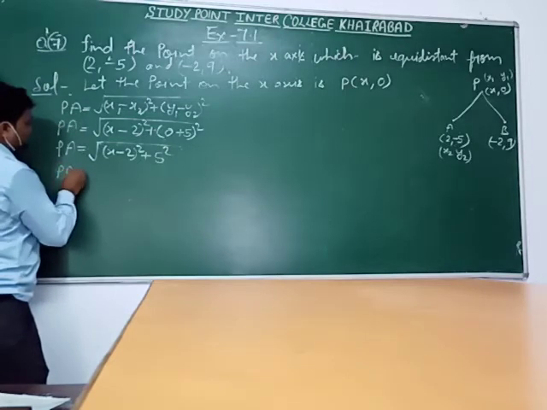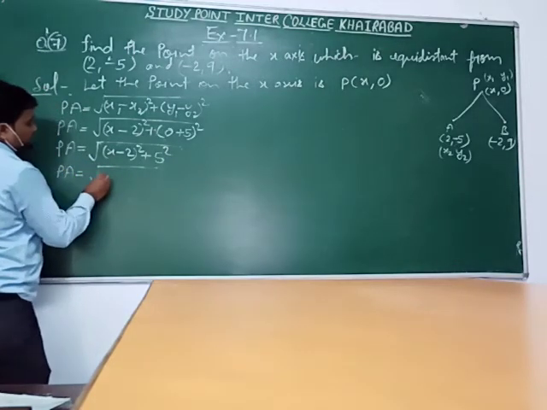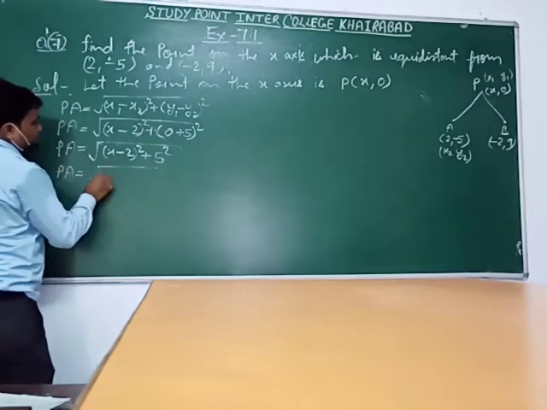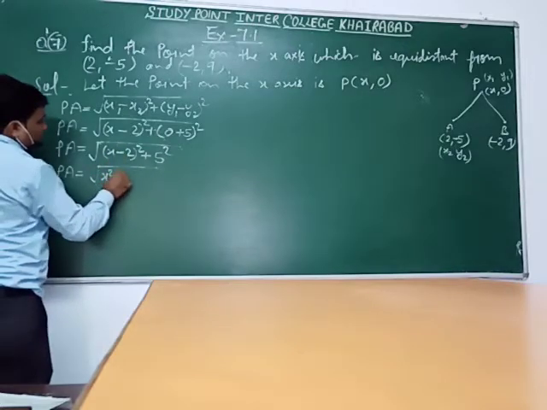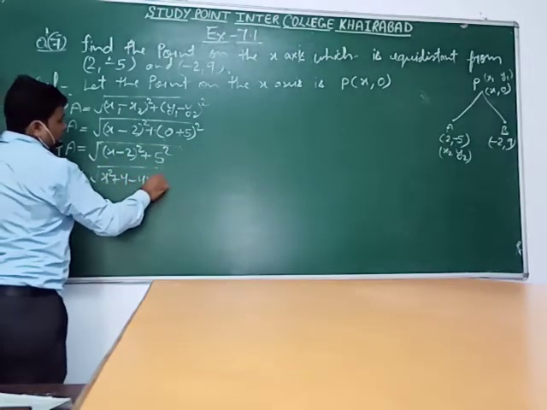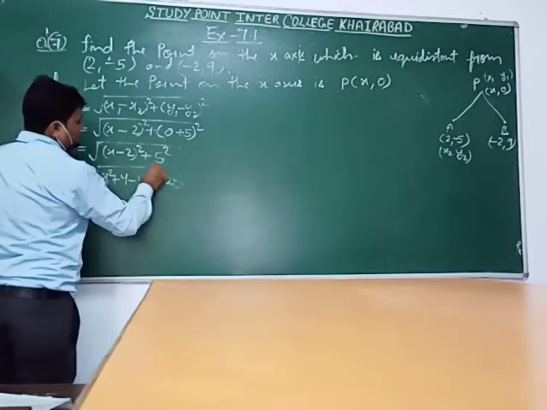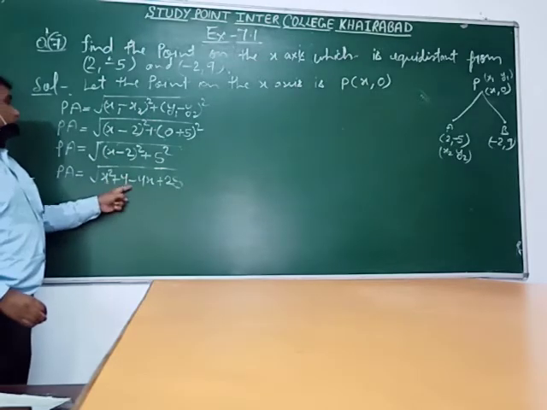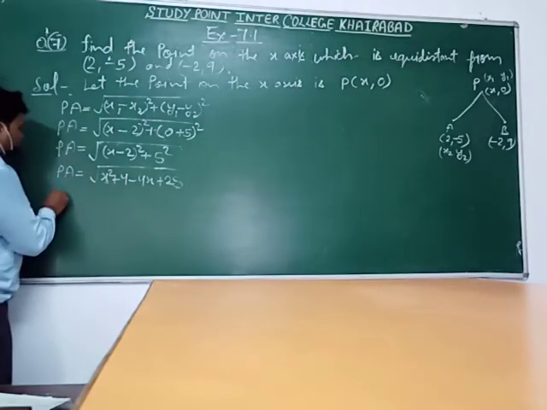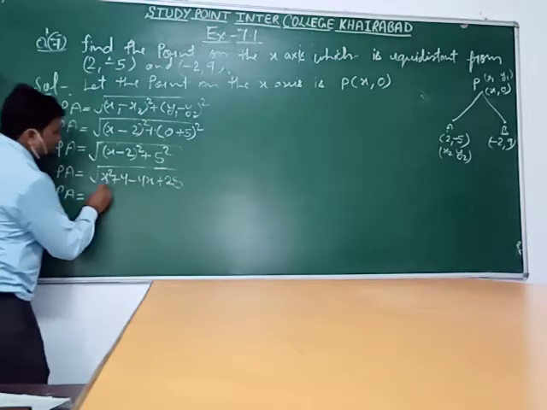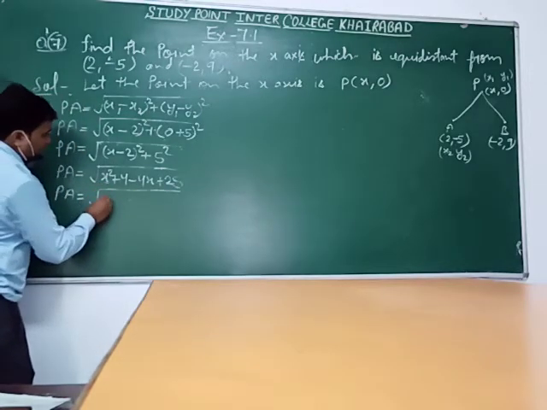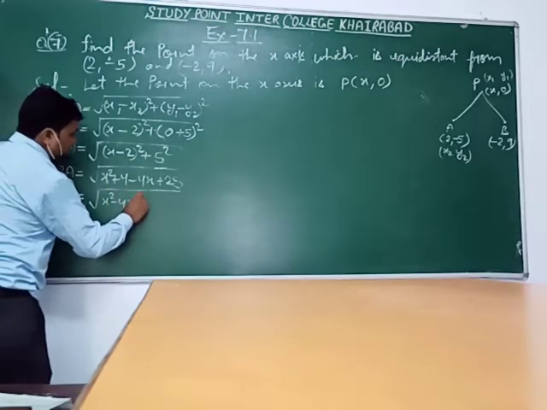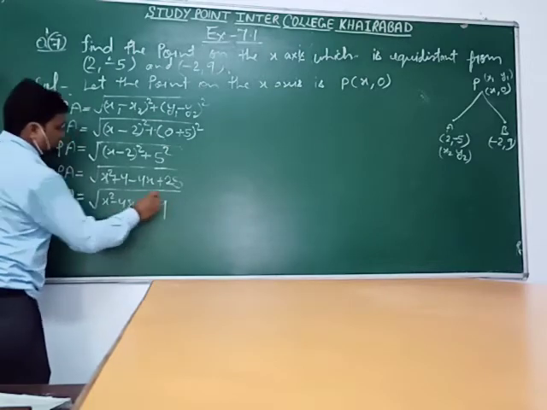PA equals the square root of (x minus 2) whole square, which is x square plus 4 minus 4x, plus 25, applying the identity (a minus b) whole square equals a square plus b square minus 2ab. So PA equals the square root of x square minus 4x plus 4 plus 25, which is 29.